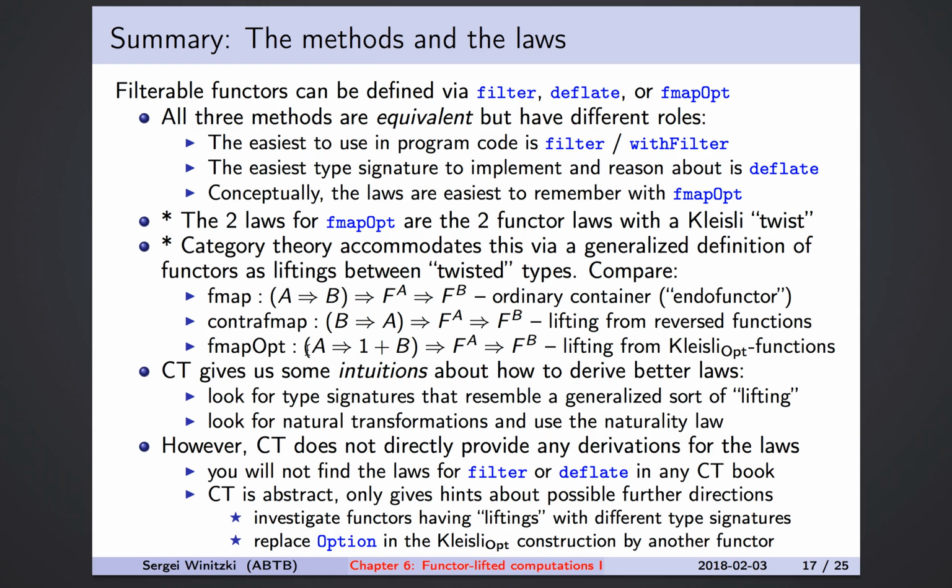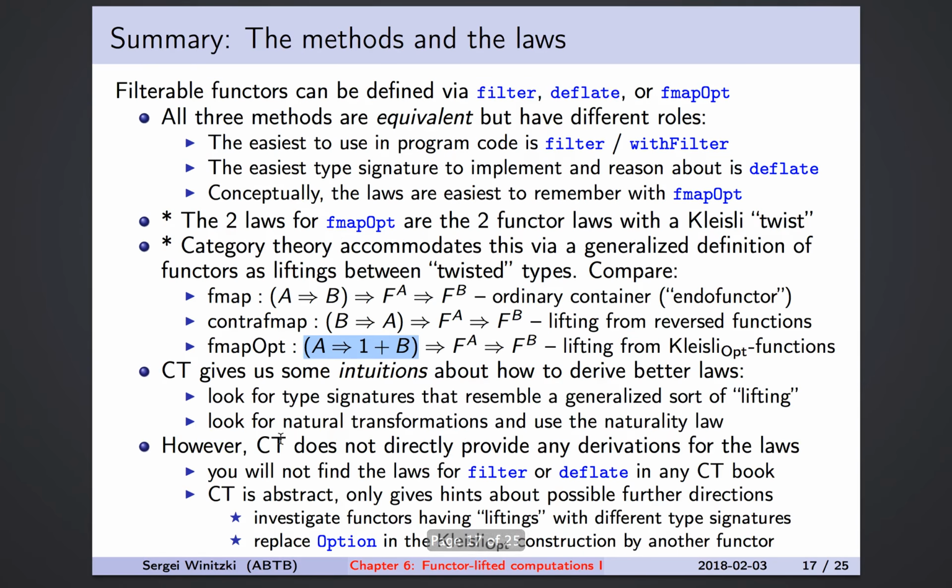So notice how we have arrived at this place. We have started with filter. We derived a large number of laws, well, 4, okay, twice as many as now, a number of laws for filter. And then we were looking for a better type signature, basically, a smaller, more reasonable type signature. Deflate had a great type signature, but fmap has a fantastic type signature because it's a lifting. And its laws are very easy.